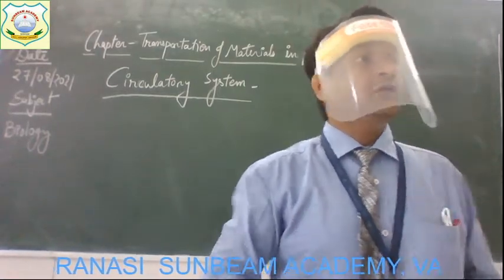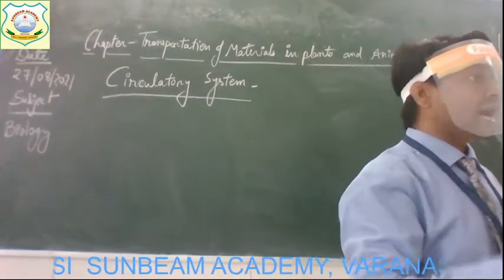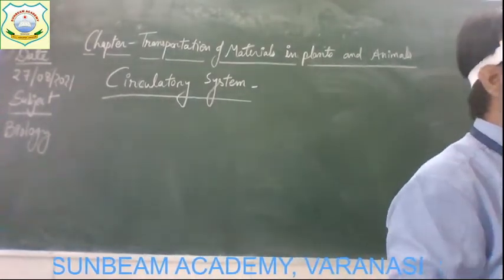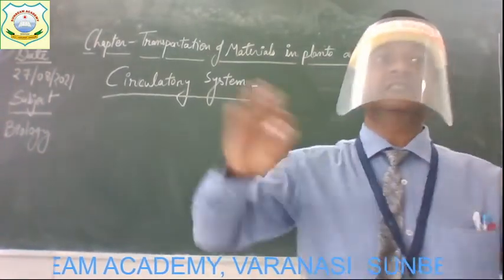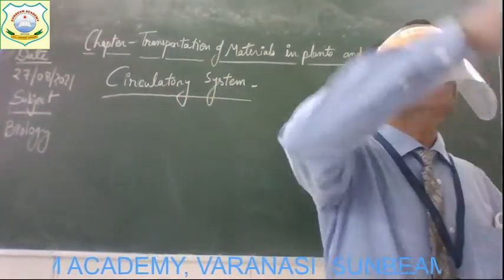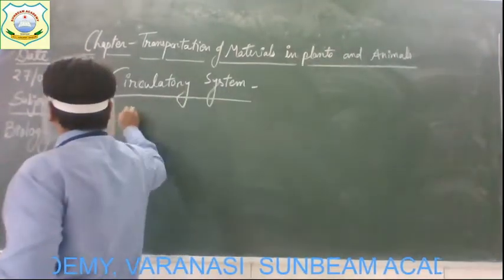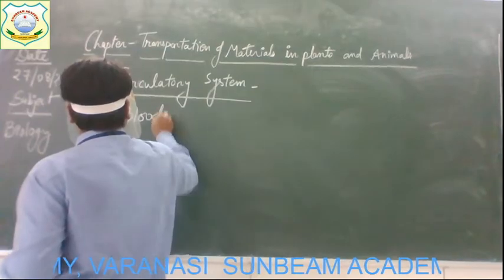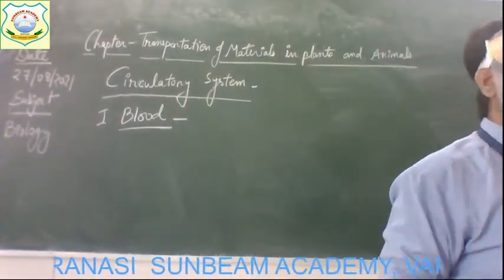Clear? Now, there are mainly three components or three parts of the circulatory system. Means the circulatory system is made up of three different components. And the first part is blood, which we already discussed yesterday.